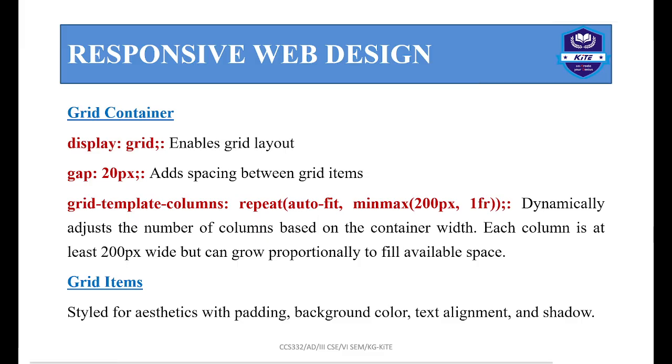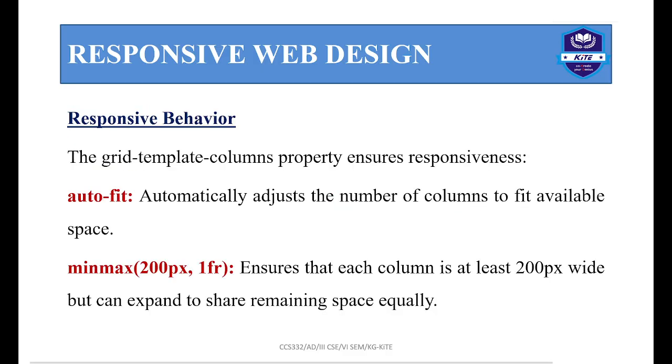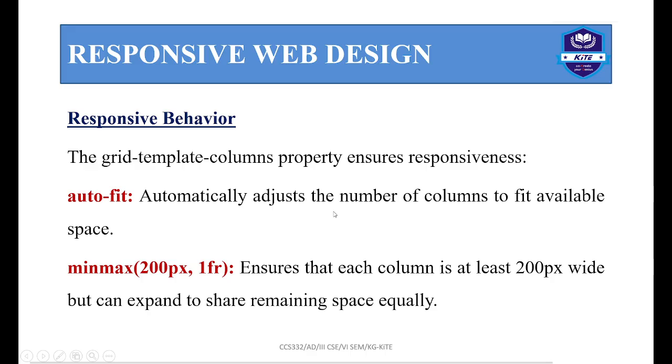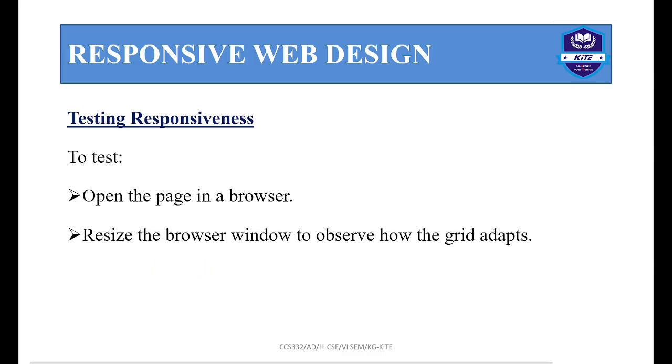Next is the grid item, styled for aesthetics with padding, background color, text alignment and shadow. Next is the behavior. The grid-template-columns property ensures the responsiveness, where previously we mentioned auto-fit. Auto-fit automatically adjusts the number of columns to fit the available space. minmax(200px, 1fr) ensures that each column is at least 200 pixels wide but can expand to share the remaining space equally.